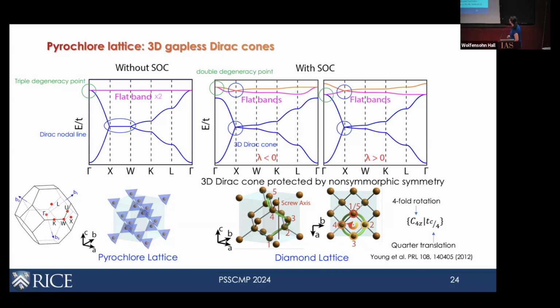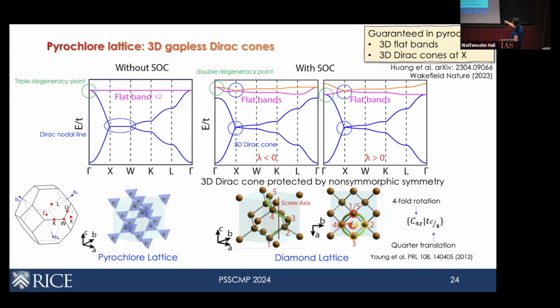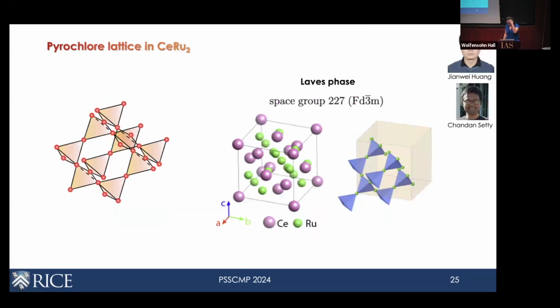So those are the 2 takeaways for the key signatures in the pyrochlore. You have flat bands, which are flat in all 3 directions, Kx, Ky, and Kz. And then also every pyrochlore should have 3D Dirac points at the X point. Okay, so that's our understanding of this. So let's look at a real material.